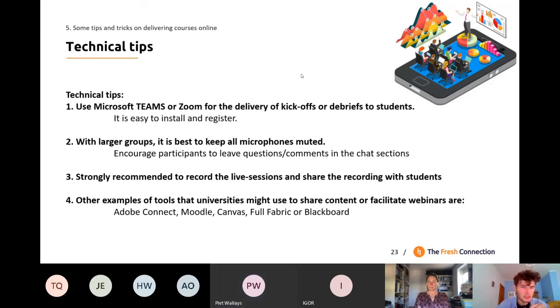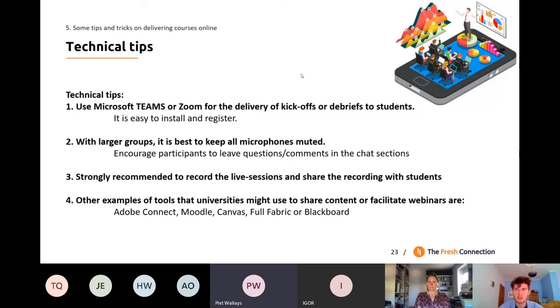With larger groups, it's usually best to keep microphones muted, to keep the online session organized. And you can, like we did here, encourage participants to leave their questions and comments in the chat section. We also strongly recommend to record live sessions and share the recording afterwards with students.